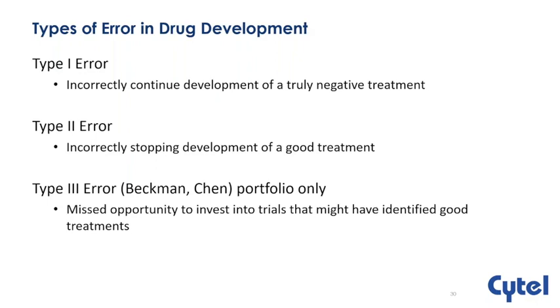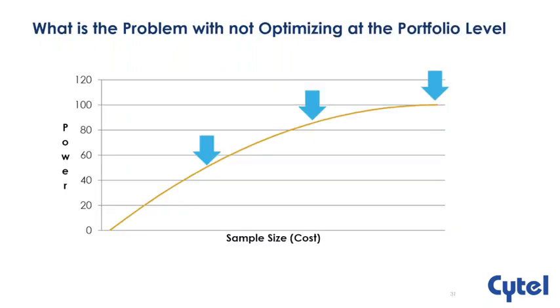However, when you start looking at the portfolio, there's a very important type of error that Bob Beckman and Kong Chen identified as a missed opportunity to invest in trials that might have identified good treatments. It's hugely important not to commit this type of error. The problem is that when you increase the sample size of individual trials, you increase this type of error. So you have a balance on which one you want to focus. This is how that works.